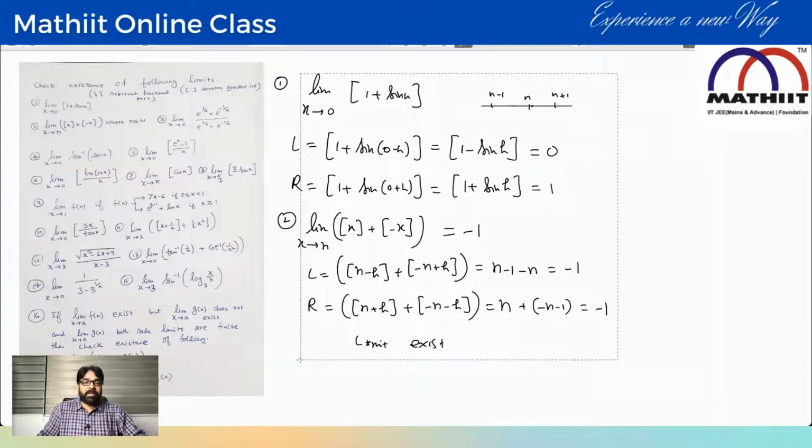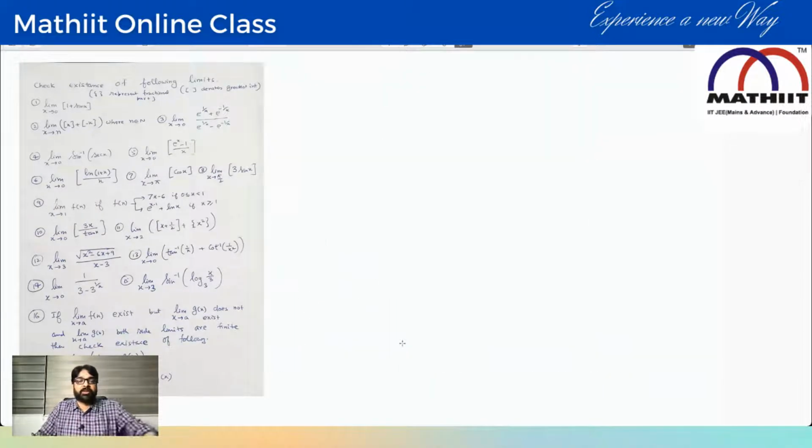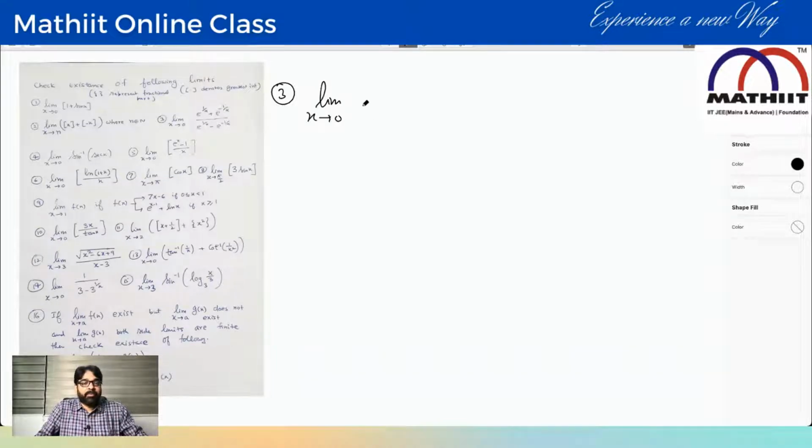Now, we'll see the next question, that is the third question. A little bit faster I will go, as I told you that those who attempted the question will be the ones who understand. The third one: the limit as x approaches 0 of e power 1 by x plus e power minus 1 by x, divided by e power 1 by x minus e power minus 1 by x.